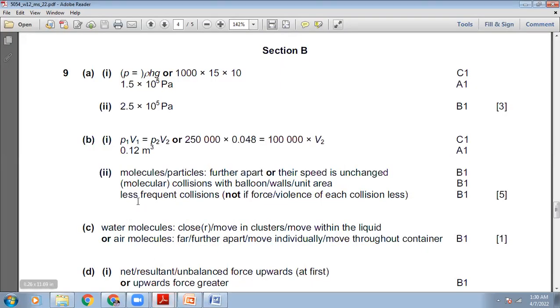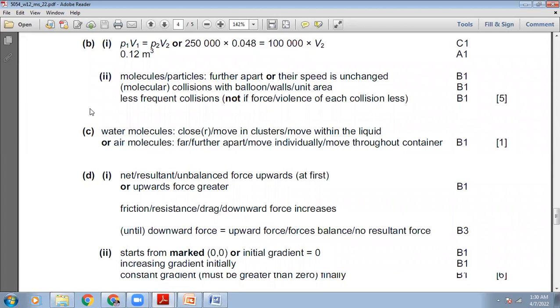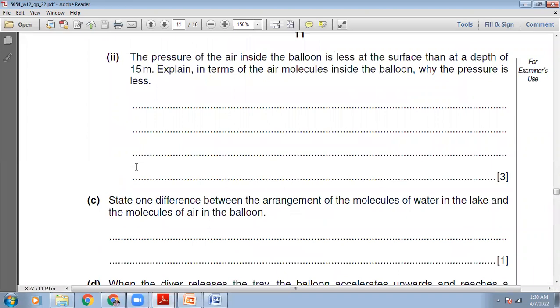It's a 3 marks question. So looking at the marking scheme is very important here. Molecules, particles further apart, and their speed is unchanged. Remember, the temperature has not changed. It means their speed has not changed. It means their kinetic energy has not changed. Molecular collisions with the balloon wall per unit area will decrease. Less frequent collisions, not the force or the violence of each collision, less. Okay. So our answer looks right. Okay, so let's move to the next part.